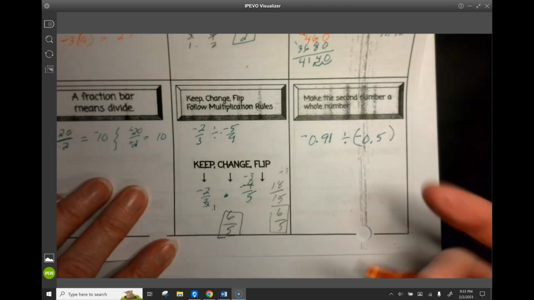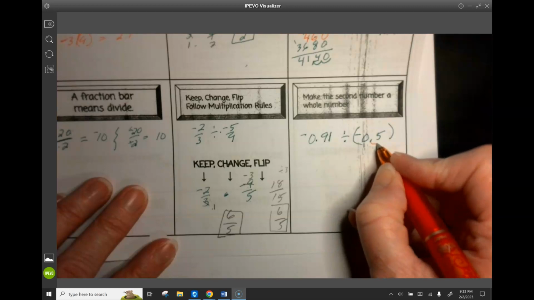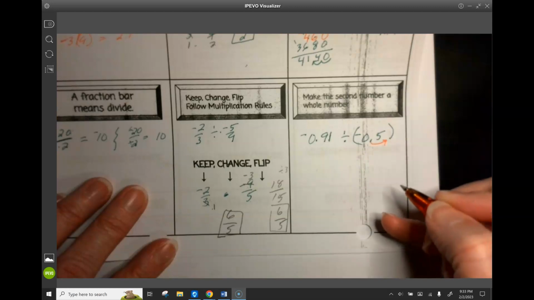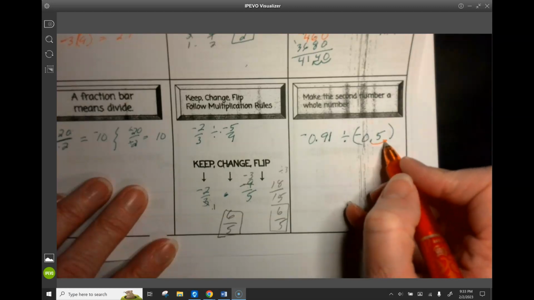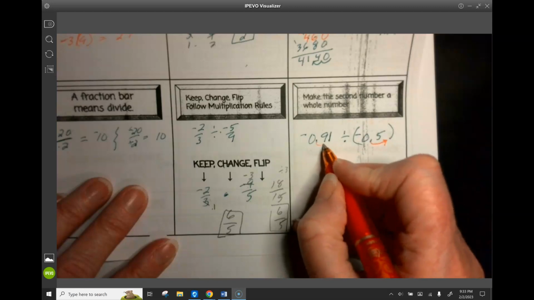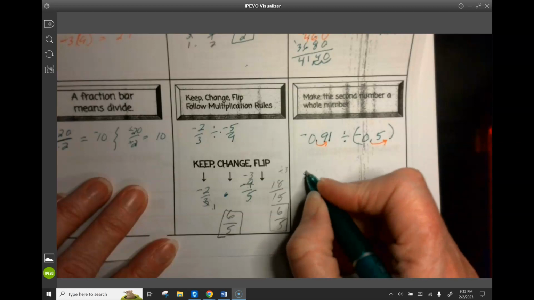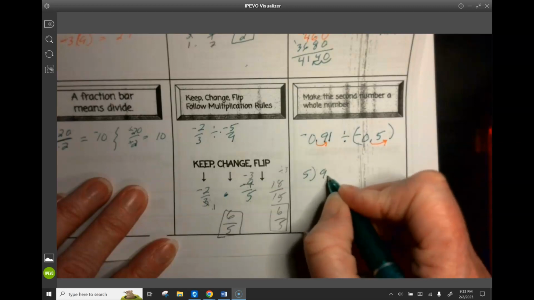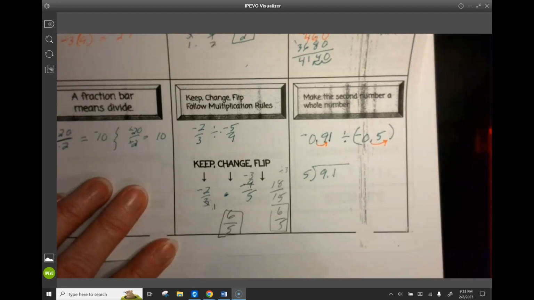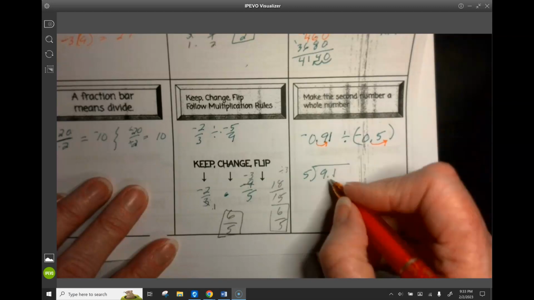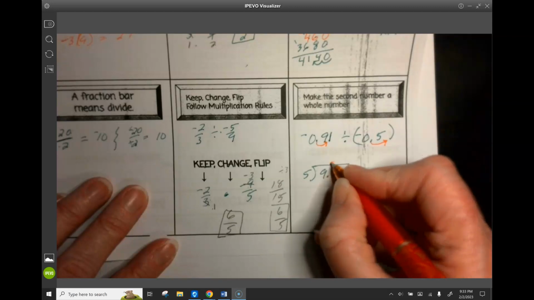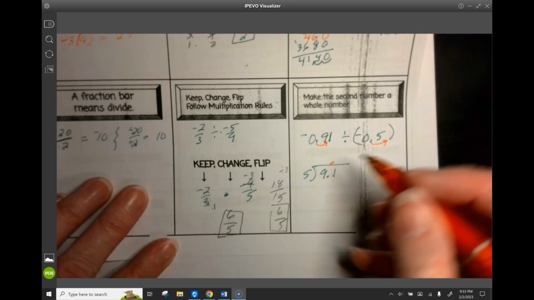You're going to have to make it a whole number. So that means I'm going to have to move the decimal point 1 decimal place. If I move this one decimal place, I also have to move this 1 decimal place. So what I'm going to actually be dividing is 5 divided into 9.1. Okay? Now another thing that's really important is wherever my decimal point is, it has to go directly above it also. So here you go.